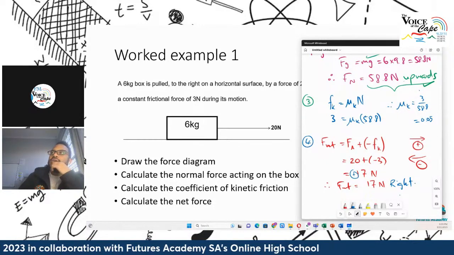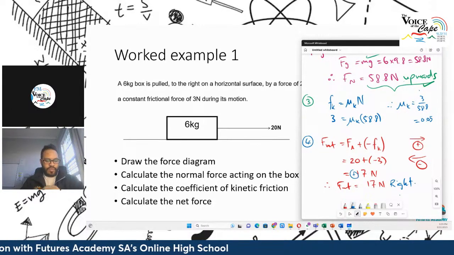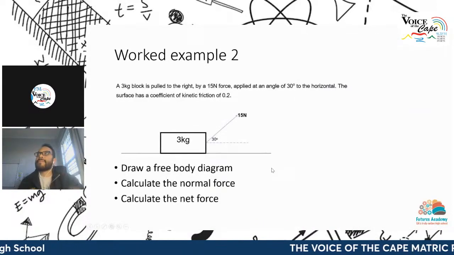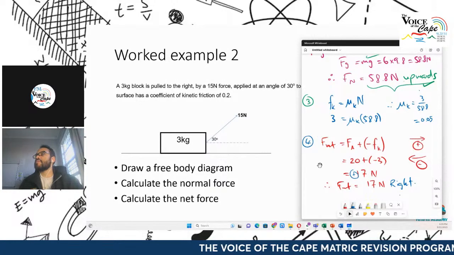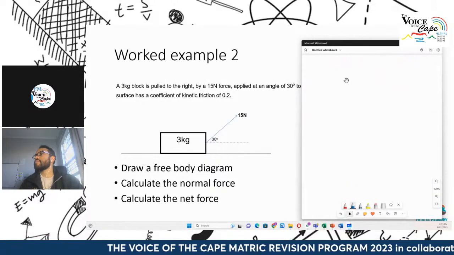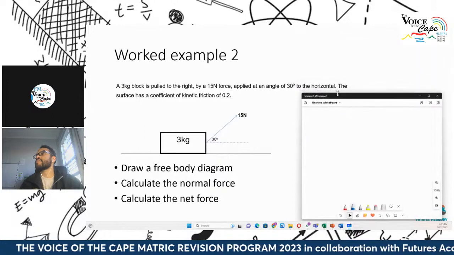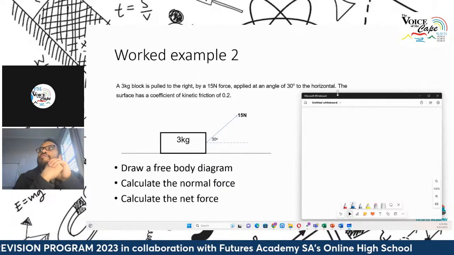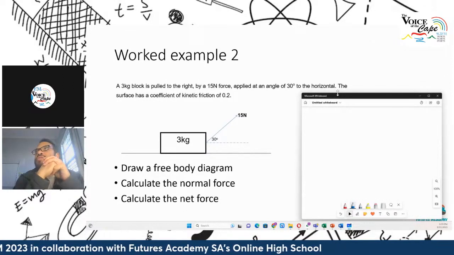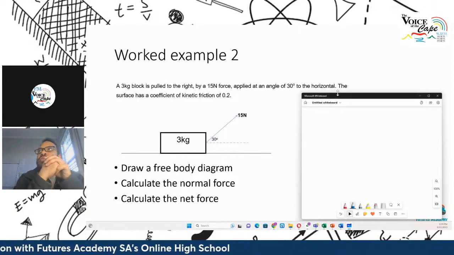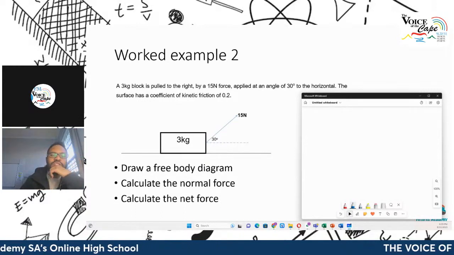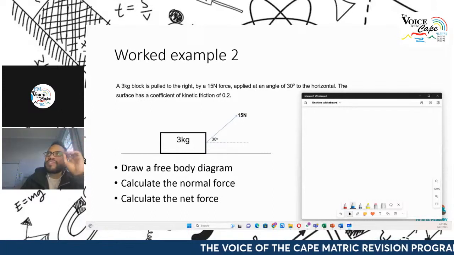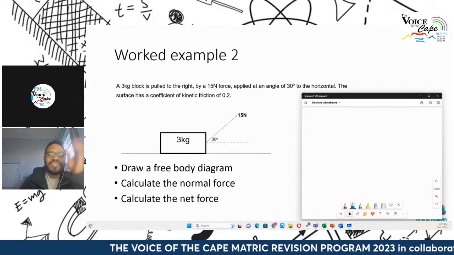Okay, right. I think we've got a few minutes for 2 more examples quickly. Let's go to worked example number 2. A 3 kilogram block is pulled to the right by a 15 Newton force applied at an angle of 30 degrees to the horizontal. The surface has a coefficient of kinetic friction of 0.2. Forgive me, 0.2, right? It's a coefficient of kinetic friction with no units. It doesn't have any units.